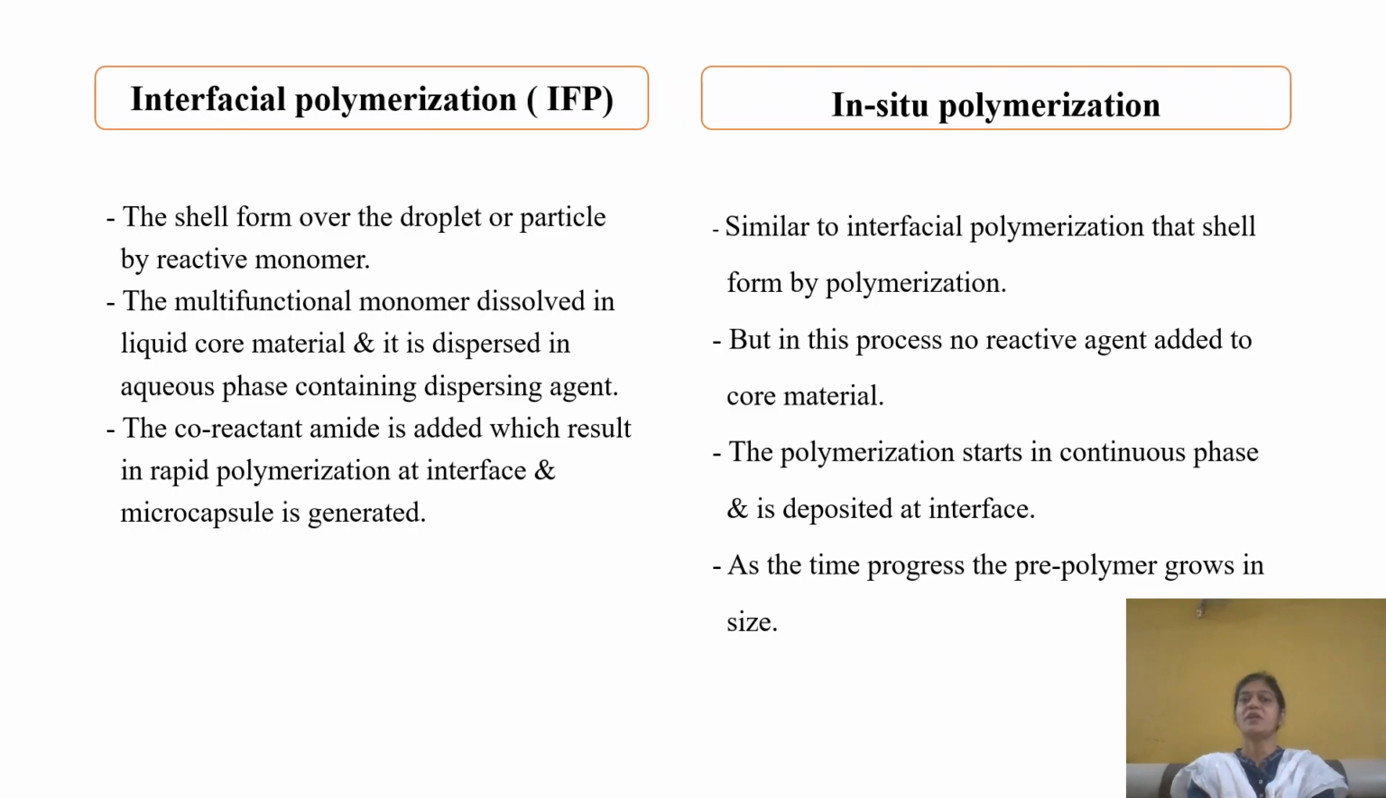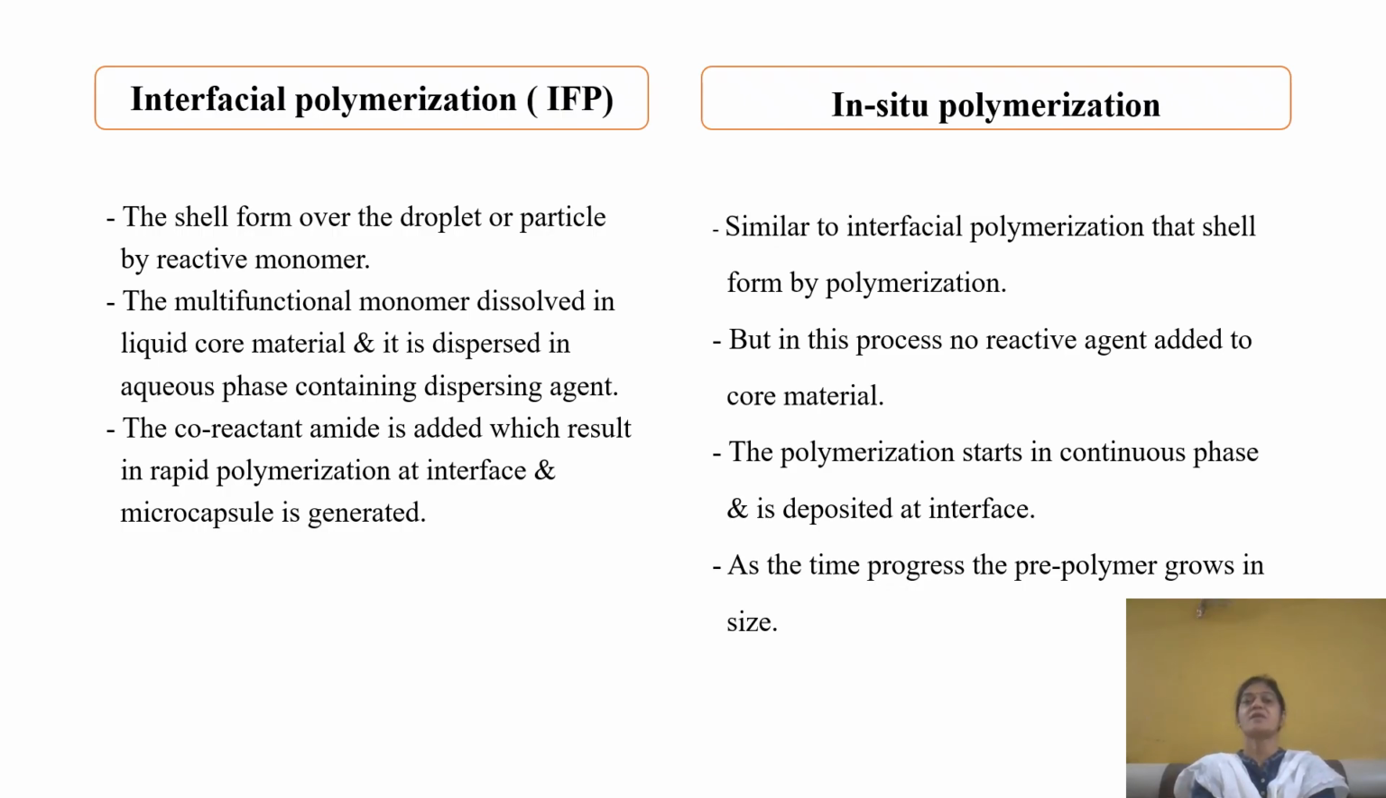Now this is about the difference between interfacial polymerization and in situ polymerization. Interfacial polymerization forms the shell over the droplet or particle by reacting monomers. The multifunctional monomer is dissolved in the liquid core material and then dispersed in the aqueous phase containing the dispersing agent. The co-reactant amide is added, which results in rapid polymerization at the interface, and the microcapsule is generated.